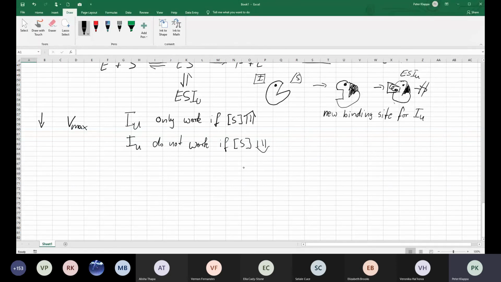It does not work when the substrate concentration is low. So our Vmax over Km will not be affected because the inhibitor doesn't work then. So for an uncompetitive inhibitor, Vmax goes down, Vmax over Km stays the same. What's the effect on Km? What do you reckon? Up, down, or the same?